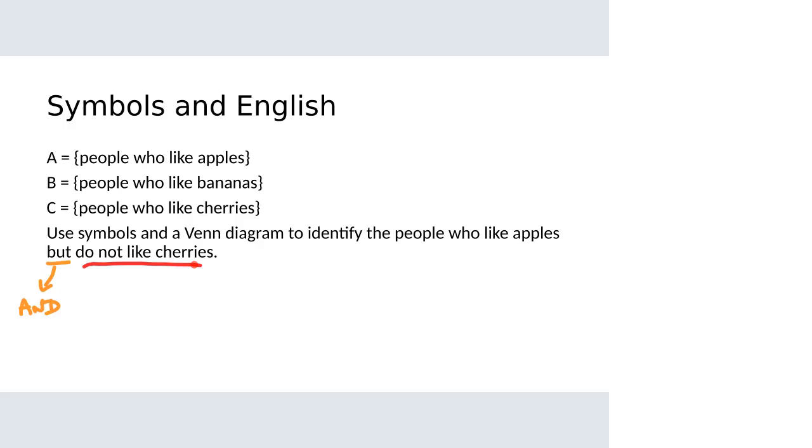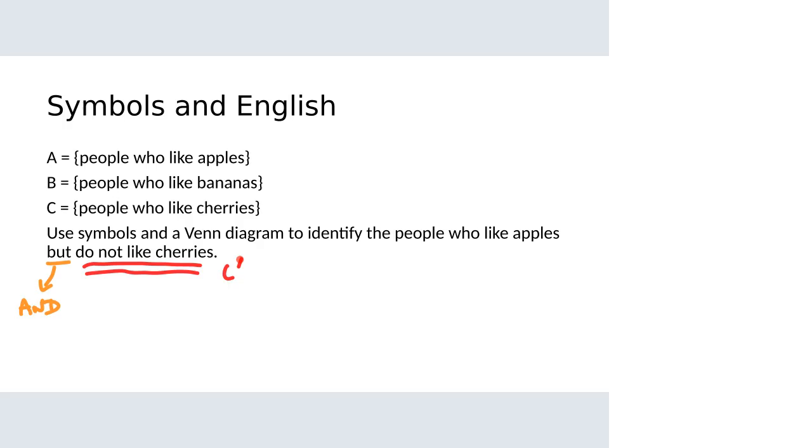Outstanding, Stephen. I don't think that's an easy question at all. And the more people that are understanding that, that's excellent. Good, Katrina. You're exactly right. If you like cherries, you're in C. If you do not like cherries, then you're in C complement. You're outside of set C.